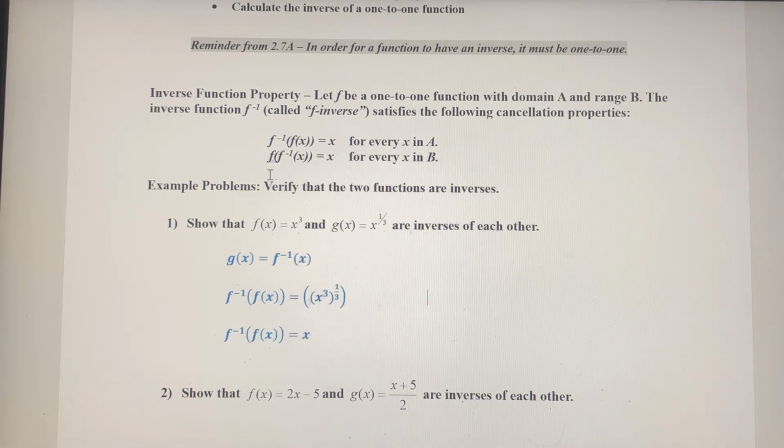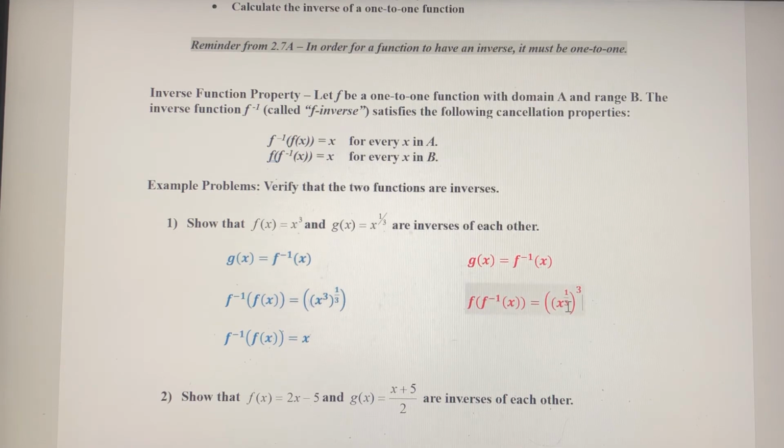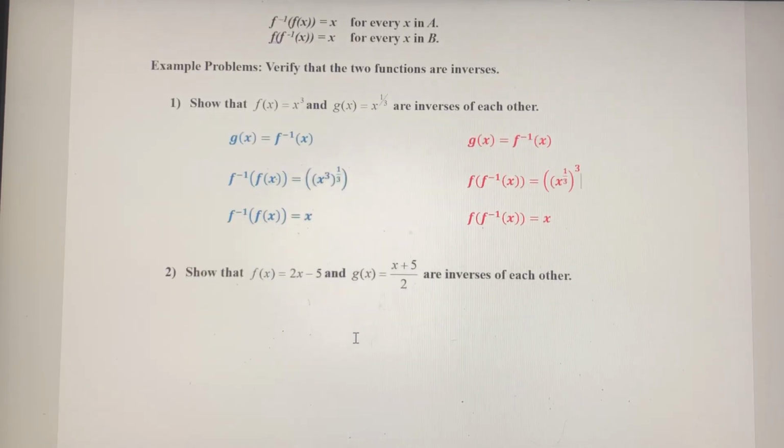Now let's use the second part. I just want to show that f of f inverse is also equal to x. We're still calling g of x f inverse. This time I'm going to take this value, x to the 1/3, and plug it in for x here. So I've got x to the 1/3 raised to the 3rd power. Again, a power raised to a power, so I multiply those exponents, and again I get x to the 1st. That shows me that f of x and g of x here are inverses of one another. Pause the video, give number 2 a try.